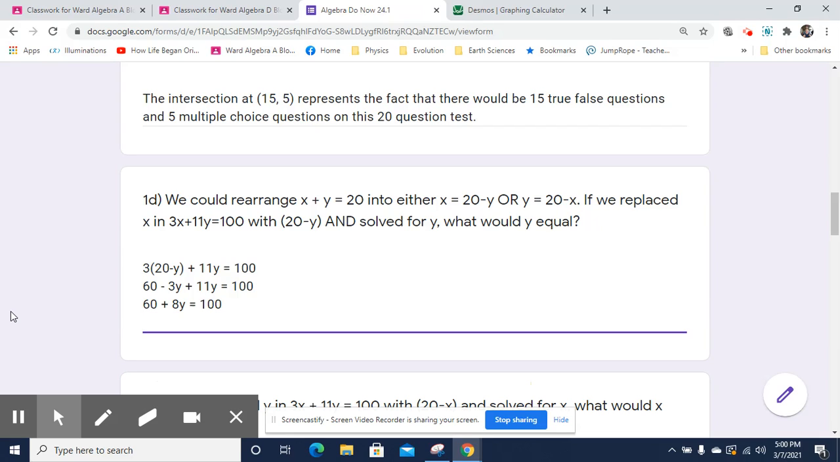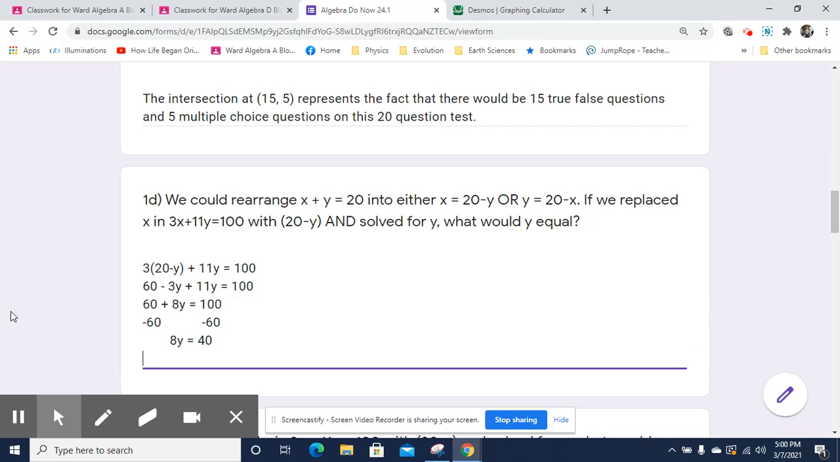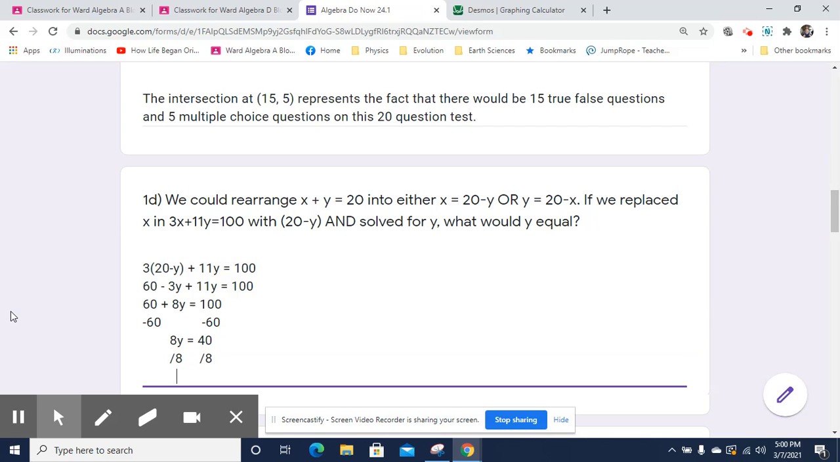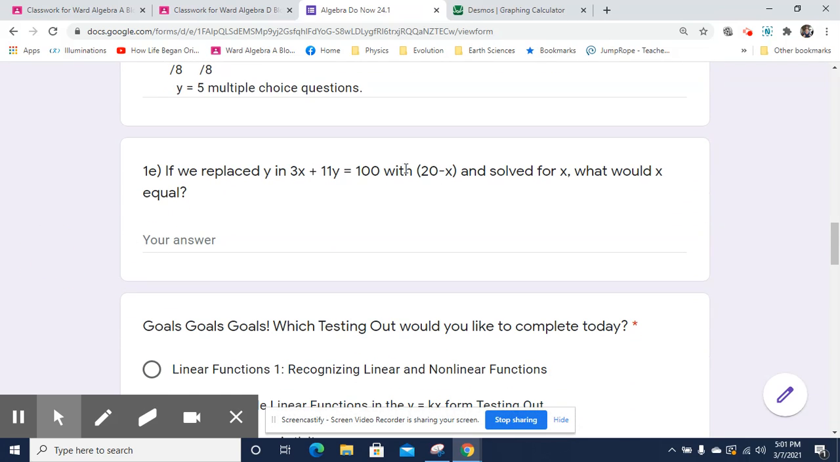And then I'll subtract 60 from both sides, and I'll end up with 8y equals 40. And I'll divide both sides by 8, and y equals 5. Well, y was 5 in the point where we had the intersection. So this is saying y equals 5 multiple choice questions.